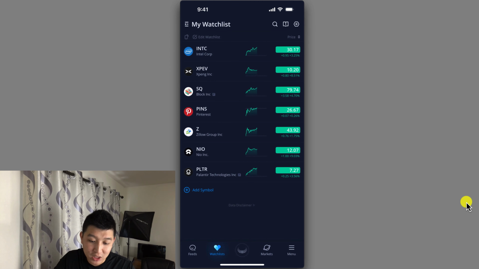So I'm going to go ahead and jump to my app. This is on my watch list, so I'm just going to pick a stock and show you the process. For this sample trade, I'm going to be using NIO. I'm going to click that, it's right over here.